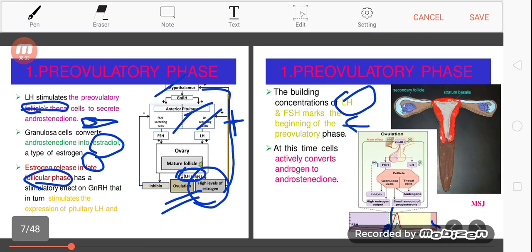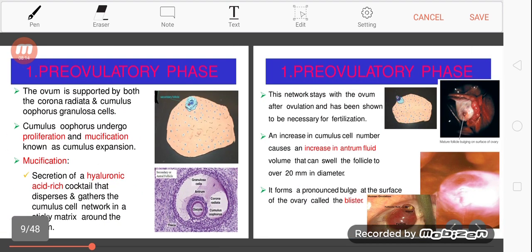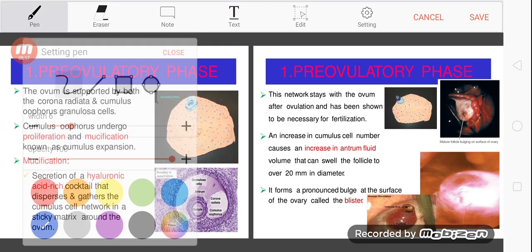Okay, building concentration of LH and FSH mark the beginning of the pre-ovulatory phase. Before that, estrogen is increasing. Alright, what happened during this phase?